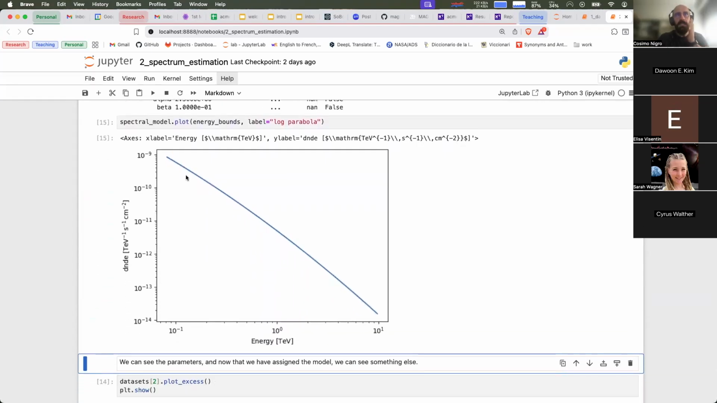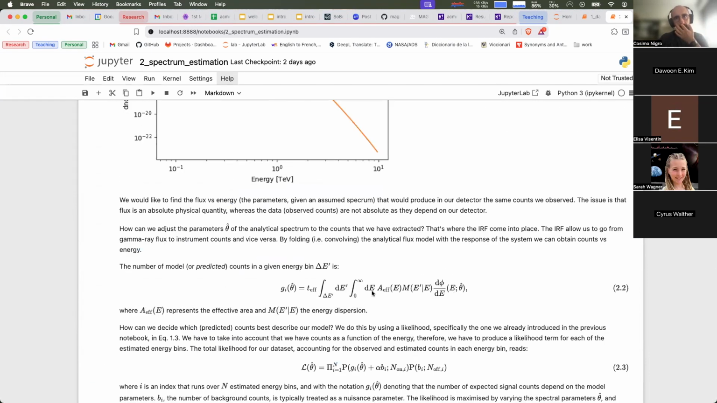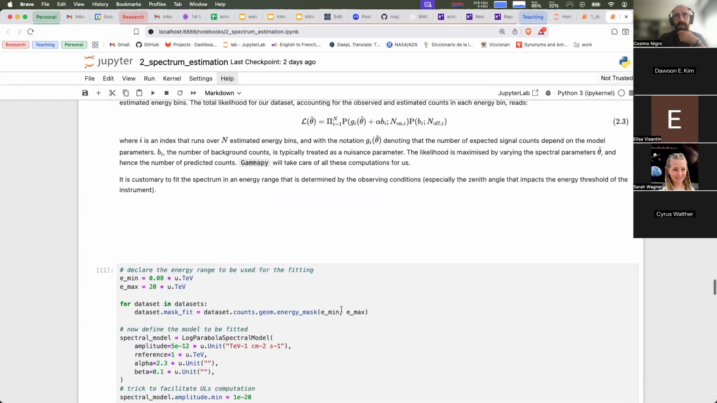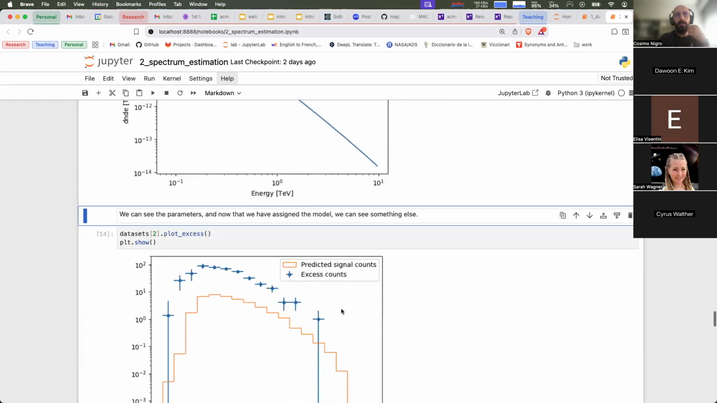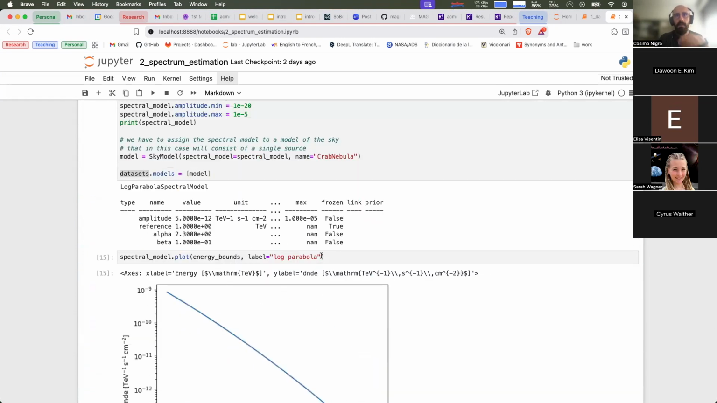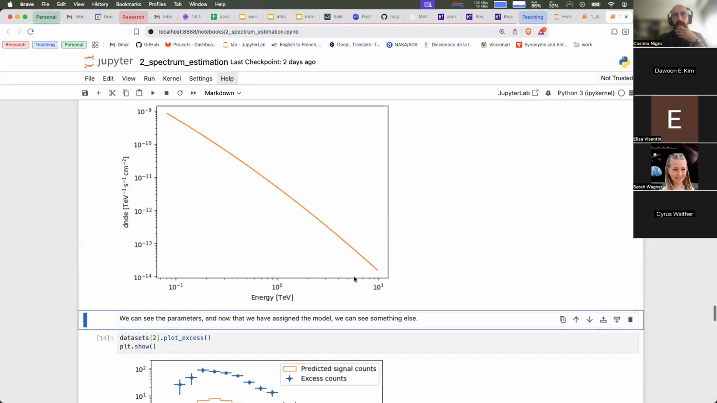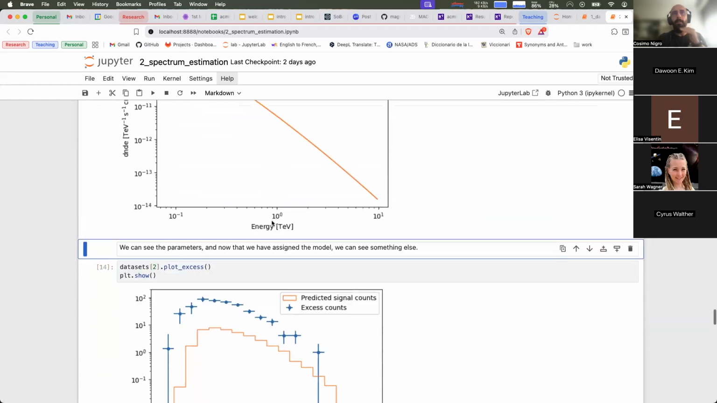Okay, what I'm saying is take this flux model, pass it through the IRF, through the integral that I defined here, so multiply it by the effective area and the migration matrix and integrate it, and then tell me how many counts per energy bin I will get with this model. Okay, so the orange is, let's make this one orange as well. So the orange counts are basically the log parabola passed through the response of the system, okay?